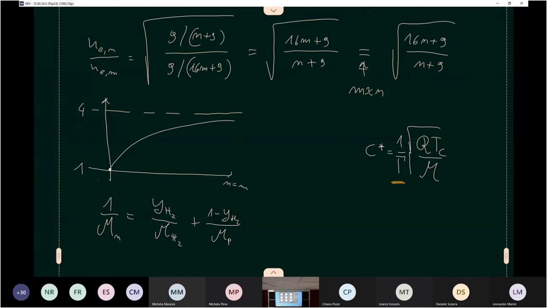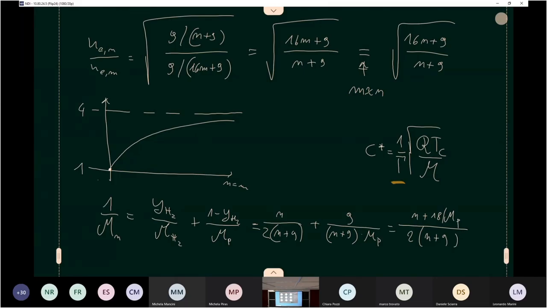And so we see here that this will be n over n plus 9. And this M is equal to 2, so I have to put 2 here. And for the other term, we have 9, which is 1 minus y_H2, is 9 over n plus 9. And here that multiplies this M_P. So we can group this and say that we have 2 plus n plus 9 at denominator. And this will be n plus 18 over M_P.